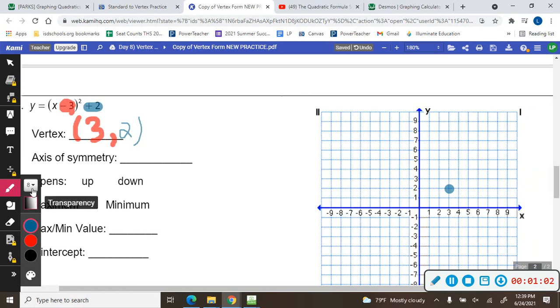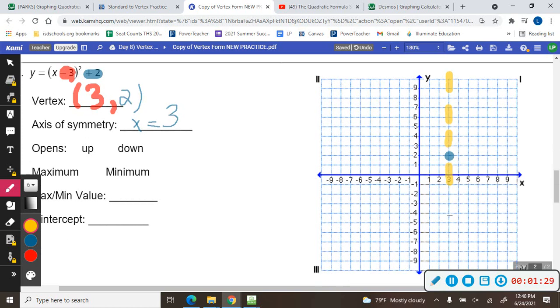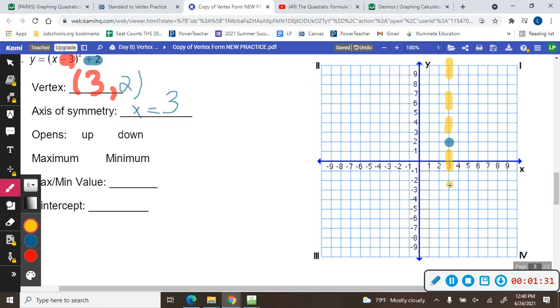That also means that I have what's called an axis of symmetry, and the axis of symmetry will be at x equals 3. And what that means is you just basically have this line of symmetry, and we call it the axis of symmetry. And so whatever happens on the left side happens on the right side.